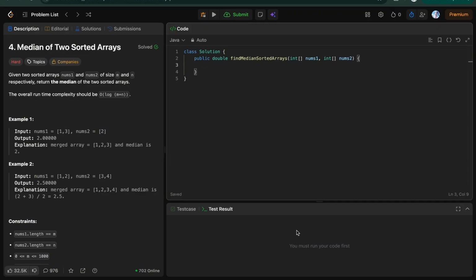So once again, I'm just going to read out the prompt, explain it, write out the code, explain the code, and then finish it off with time complexity and space. What we have here today is a hard problem for the first time.